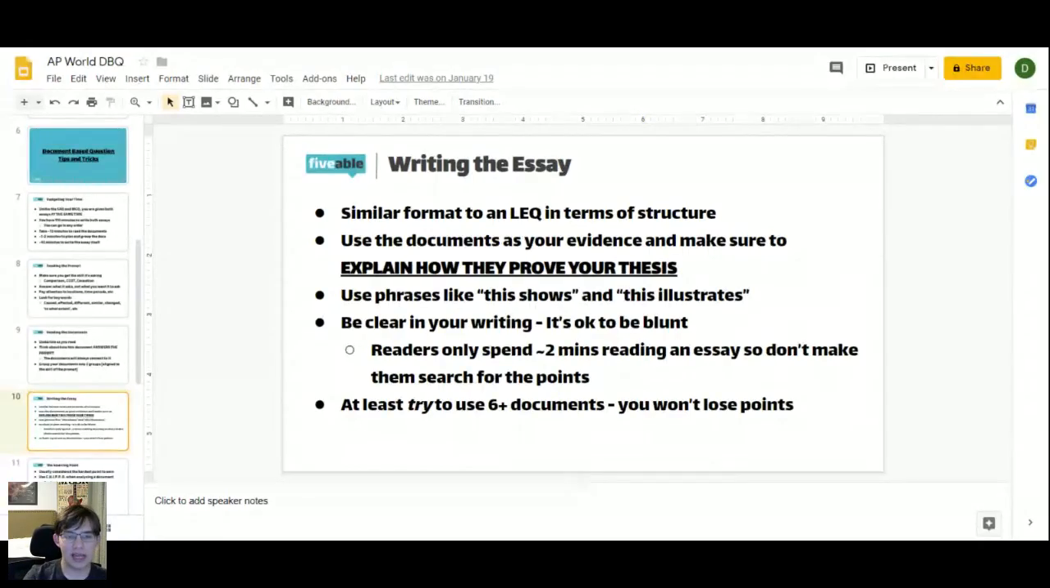And you really should at least try to use 6 documents. I feel like a lot of people always get scared and they only use 2 or 3 documents. That's not a good thing. Use at least 6. And if you don't get the points, okay, but you're giving yourself the chance to earn those points. Because the way the AP exam works is you start at 0 points and you go all the way up. You don't start at 130 and lose a point here and a point here. You can only gain points, and you can't lose points once you get them. So that's really the big point with DBQs.